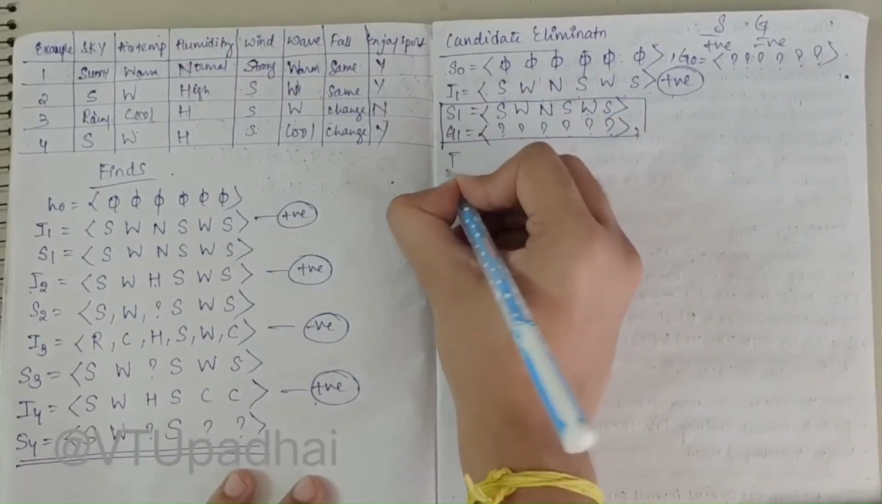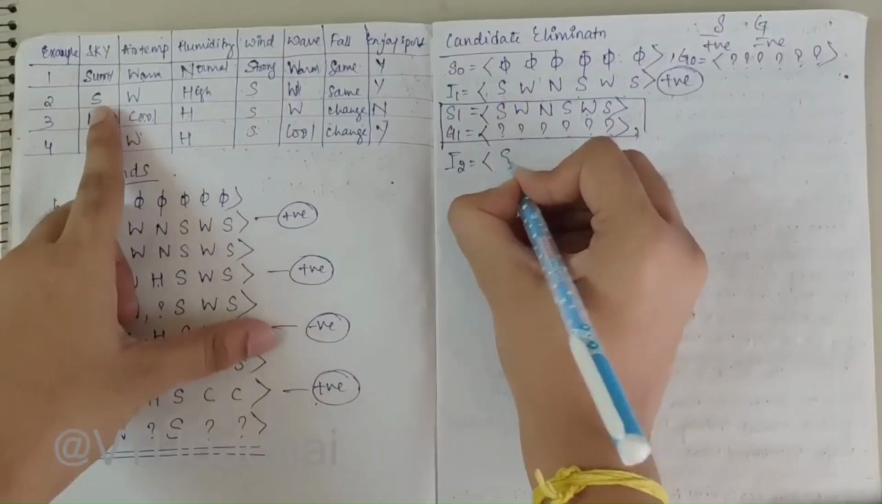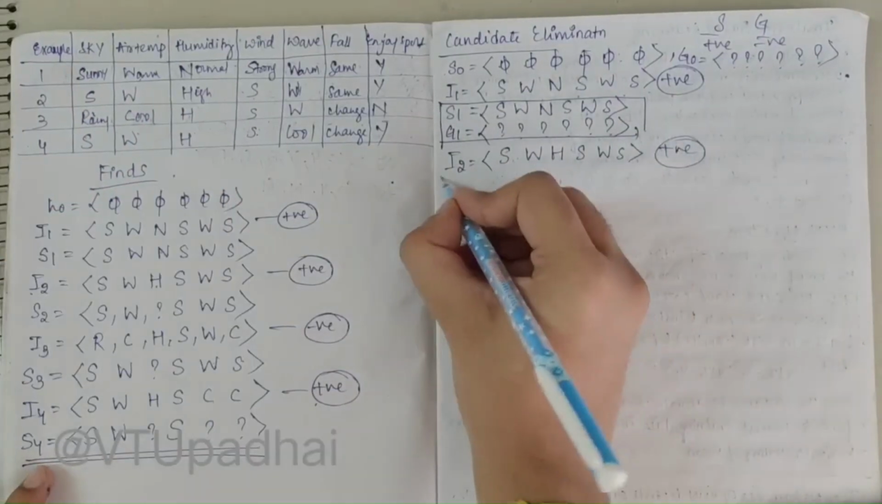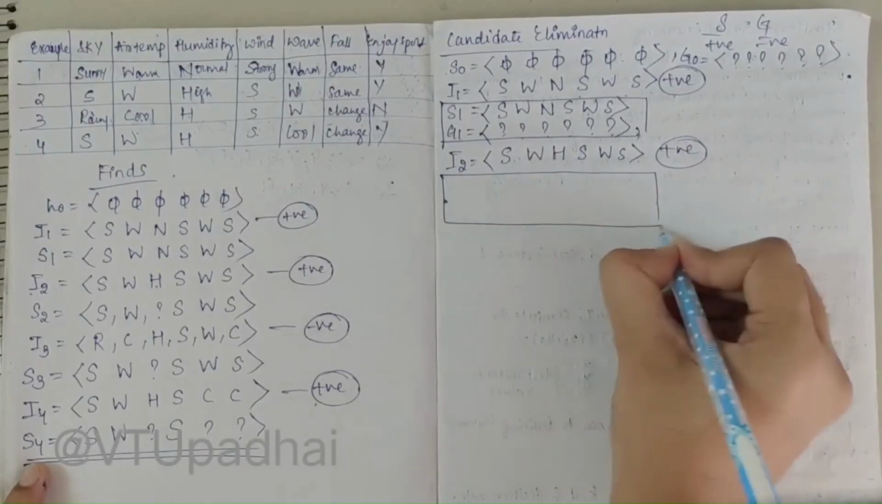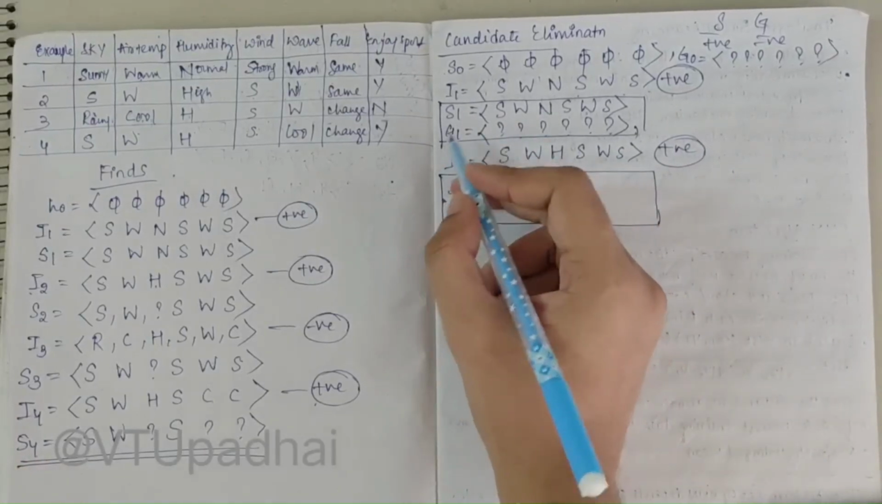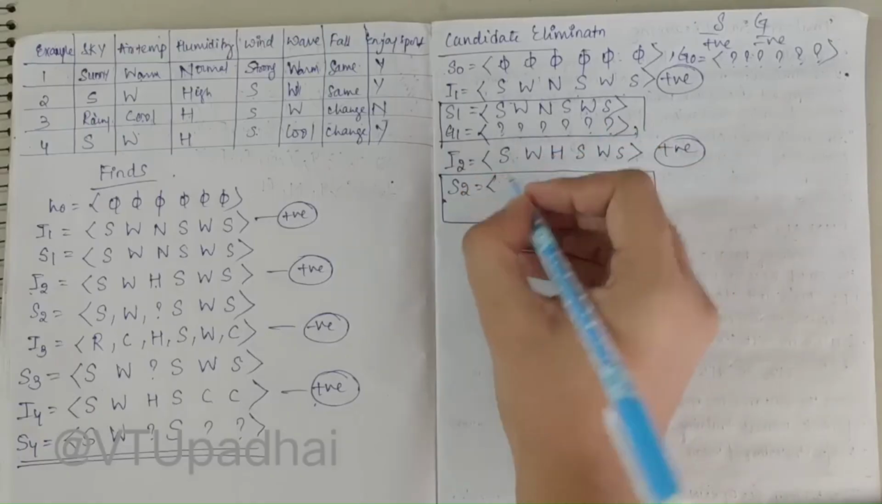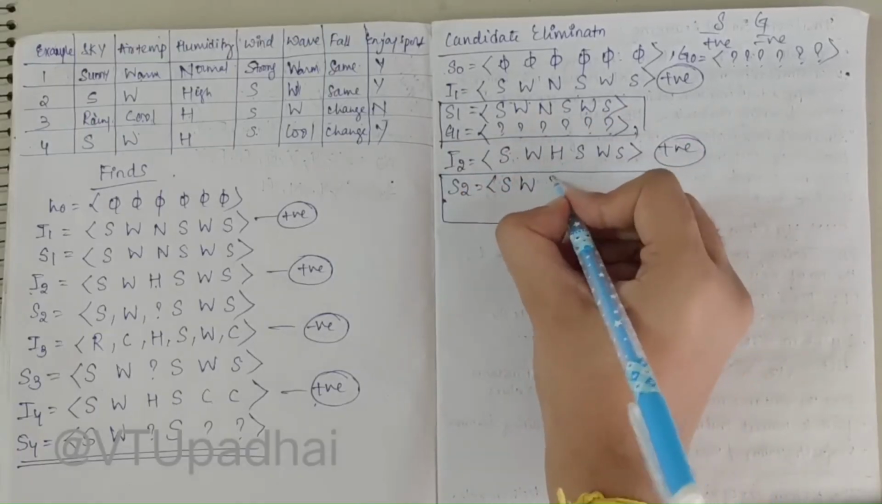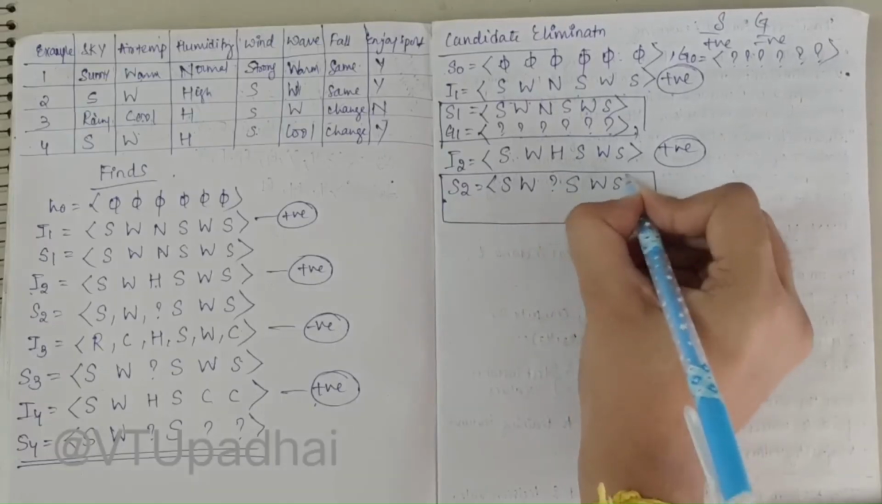I have obtained S1 and G1. Next I'll take I2. I2 I'll write SWH SWS. Okay, again positive. So I need to update the S2 value by comparing it with S1. So S and S is there, W and W, N and H is there, so I'll put a question mark, and then S, W, S are the same.